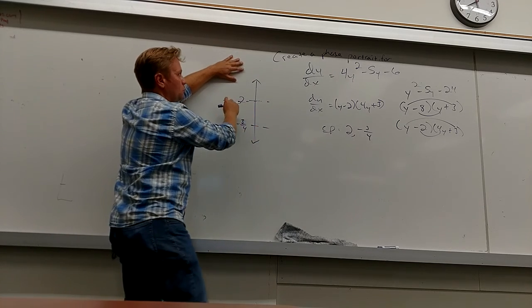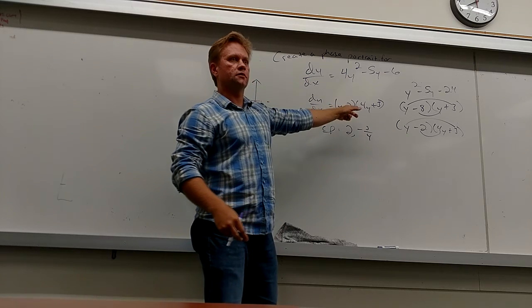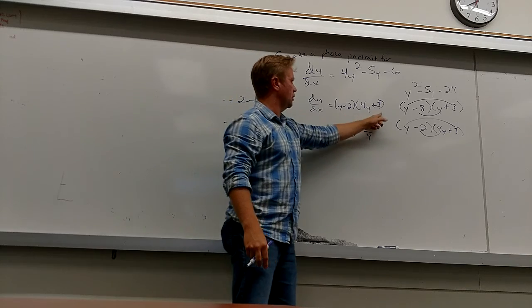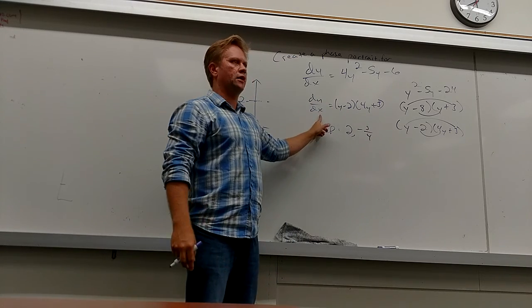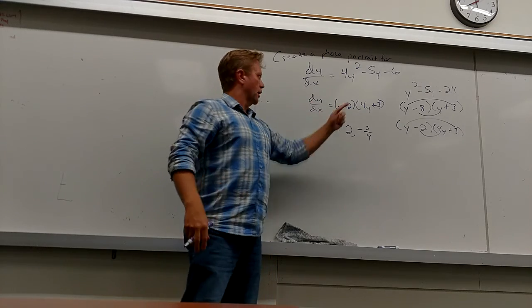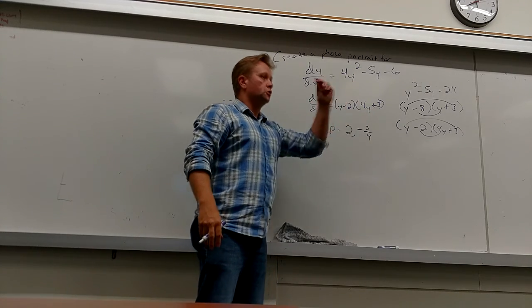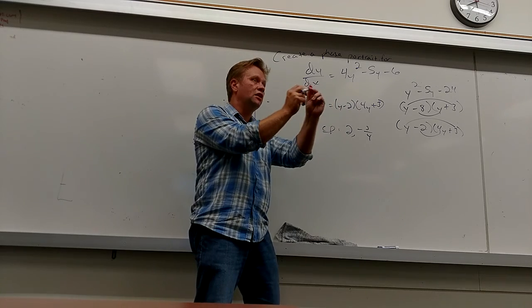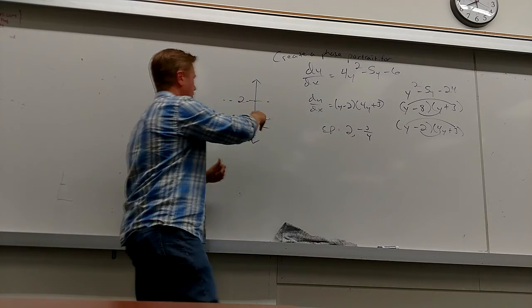But I want you to realize y equals 2 is the solution to this. Do you guys see that? If y is 2, this is 0, and what's dy/dx? If y is 2, the derivative is 0. So y equals 2 and y equals negative 3/4 are solutions to this DE. They are the singular solutions, right?